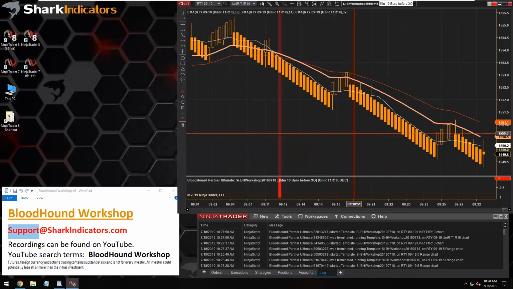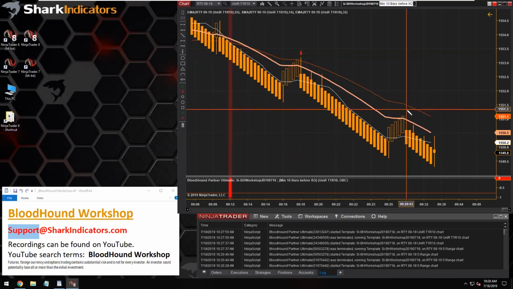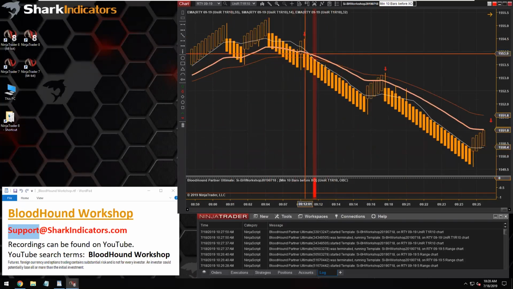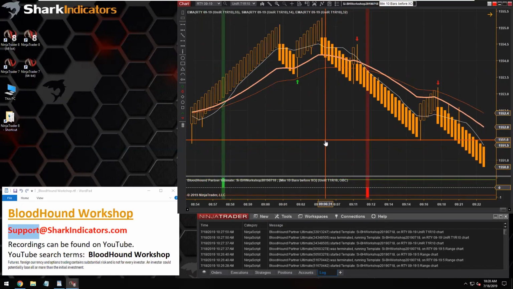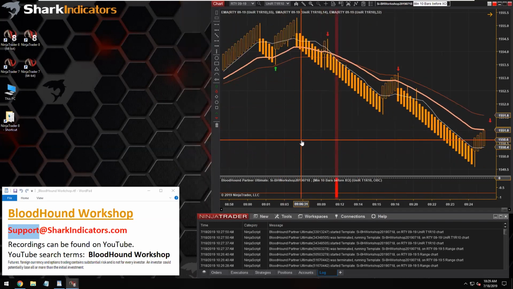All right, so there we go. Got the chart set up, and let's see what we're looking for here. So it looks like we should get a signal there and a signal there, possibly a signal there. And it looks like we should have a long signal there. Anyways, I think we have enough marked areas here to work with.